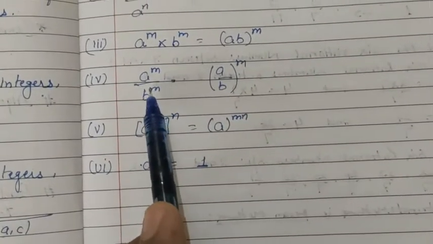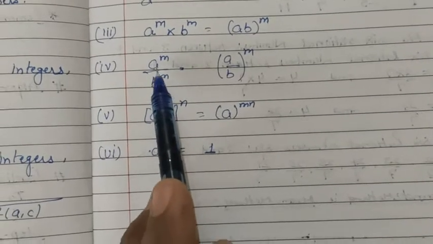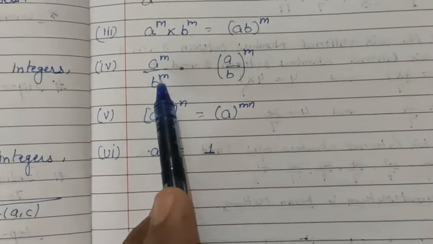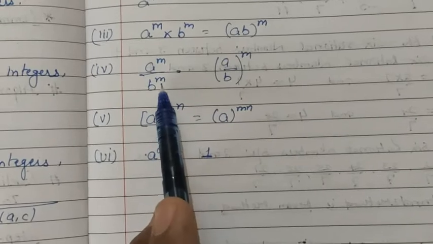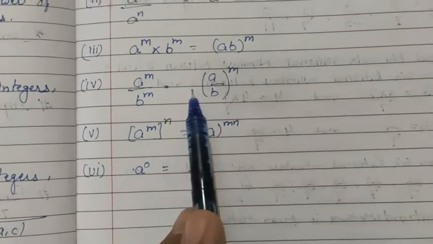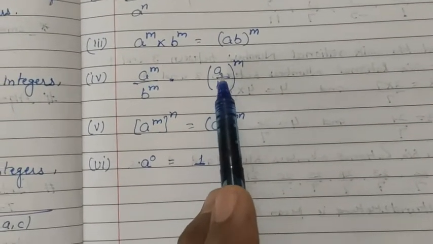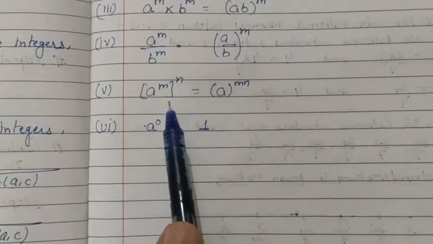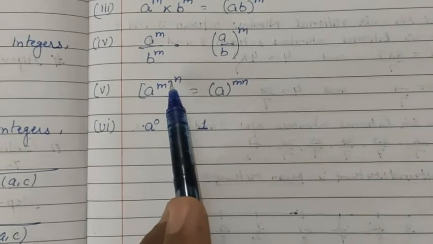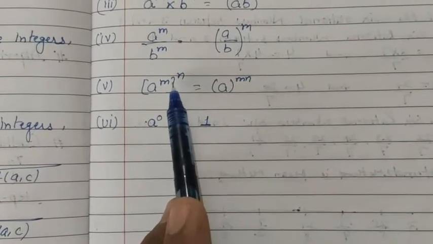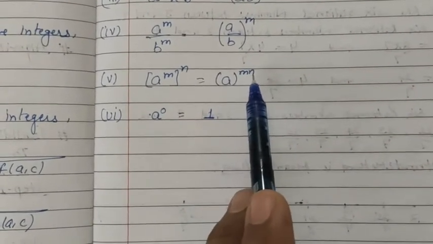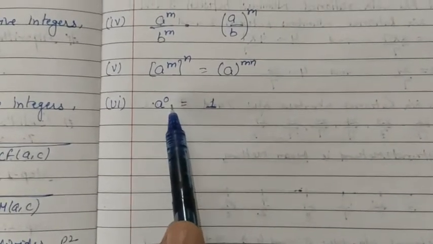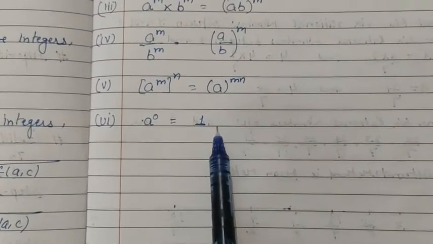Next one, we have the same power but different bases, in division. Here A raised to power m is divided by B raised to power m. So we can write A by B, divide A by B first, then put the power m. The next one, we have A raised to power m and the whole raised to power n. So the powers can be multiplied first, giving A raised to power mn. And anything raised to power 0 is always 1. So this is all about the basics of chapter 1.